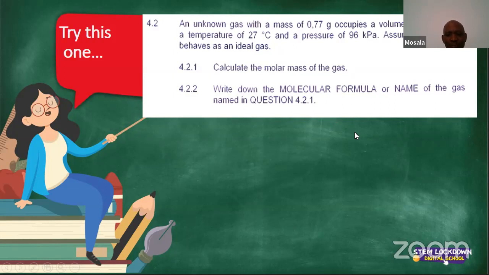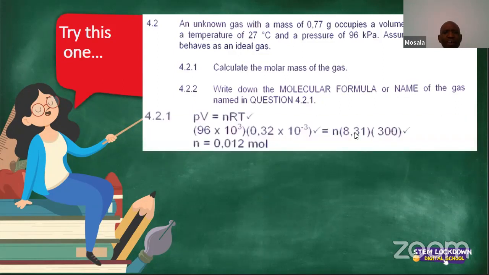Now, for us to get the molar mass of the gas, the first thing that we need to get is the number of moles. So we know that PV equals nRT. P is 96 kilo, and kilo is 1,000, which can be represented by 10 to the power 3. So it is 96 times 10 to the power 3. And the volume here is 0.32 times 10 to the power minus 3. You are converting this to cubic meters.